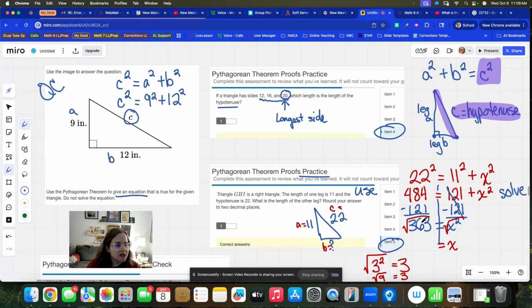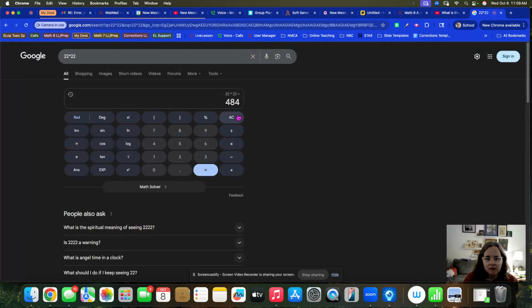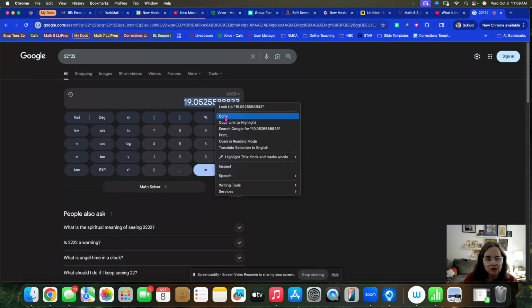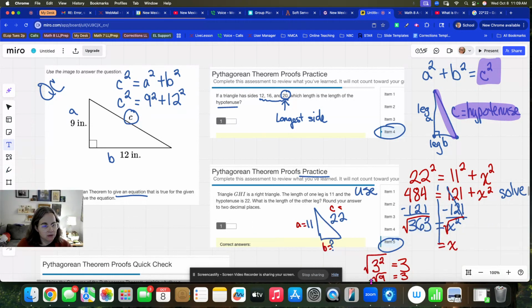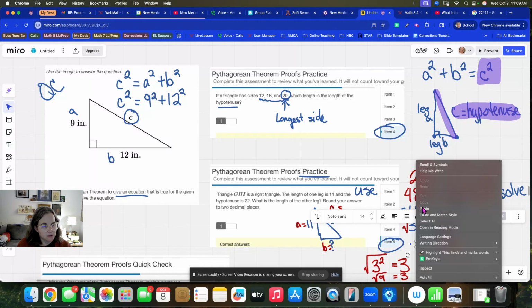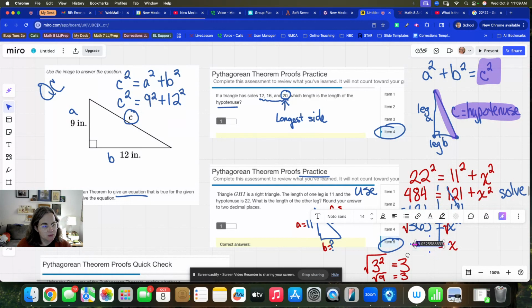All right, so now I'm going to go find a calculator and find the square root of 363. Square root of 363. Yikes. Look at this number. Let me see if I can just copy this. This looks irrational to me. Remember we talked about irrational numbers? Okay. Let me zoom in a little bit on this number here. I'd like to move it around if I can. There we go.